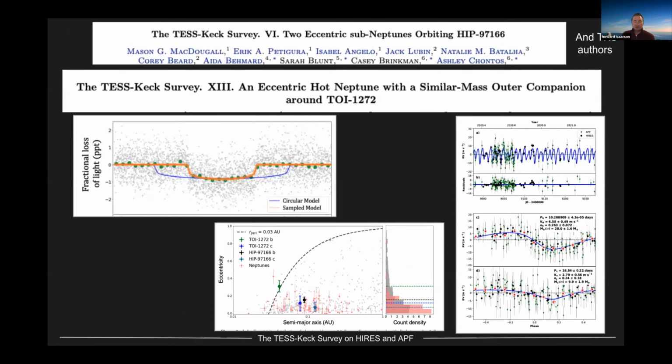In addition to measuring planetary atmospheres and masses that way, we can also use the TESS data itself to look for interesting candidates. So Mason McDougall at UCLA has been working on a pipeline that identifies potentially eccentric planets and then following them up with radial velocities to determine the exact eccentricities. Of course, we're interested in planetary dynamics and system architectures.